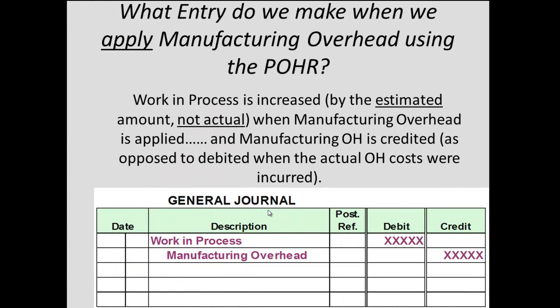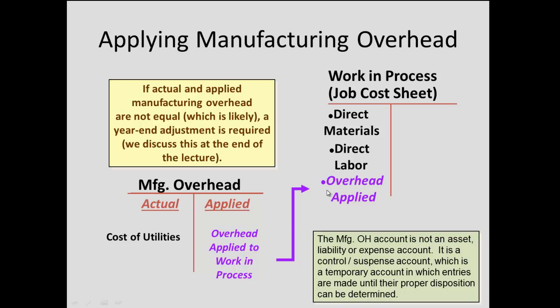Okay? So here, this would be an example of when we are applying the manufacturing overhead using the predetermined overhead rate. We're going to debit work in process, and we're going to credit manufacturing overhead. So we have direct materials, direct labor, and now overhead. And you can see here we have the actual cost and we have the applied, and we're going to have to see what the differences would be.